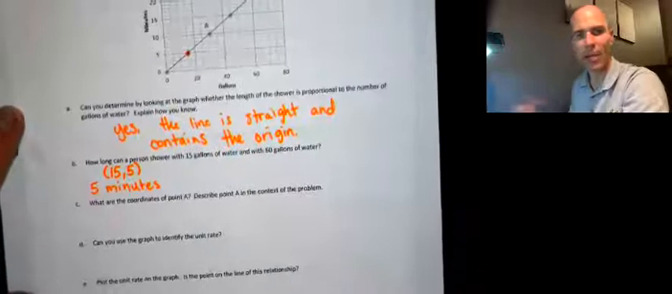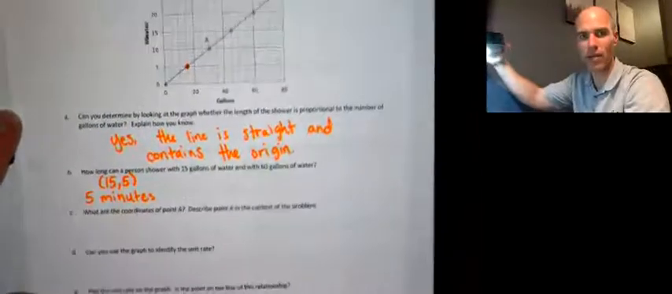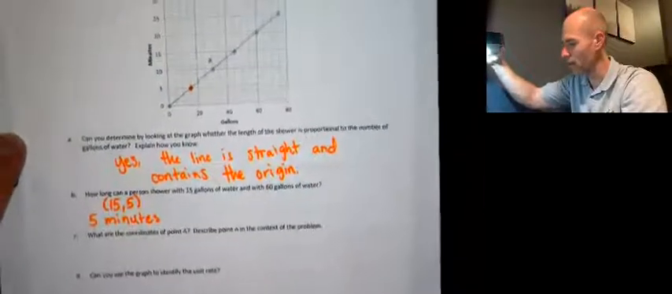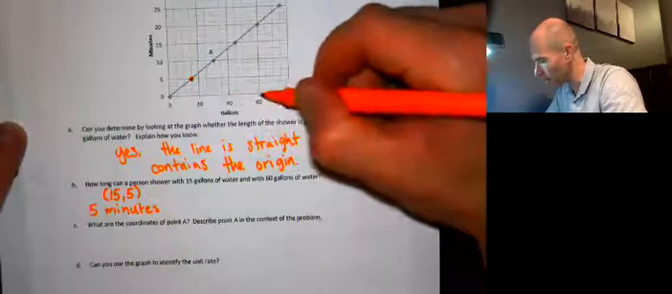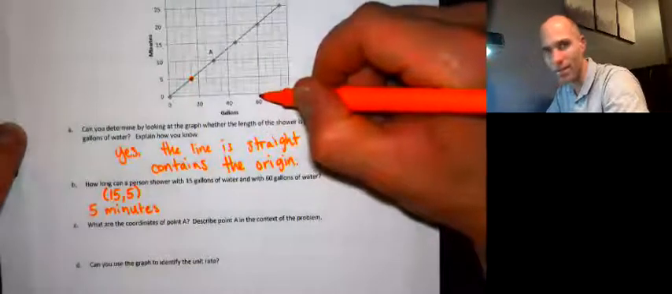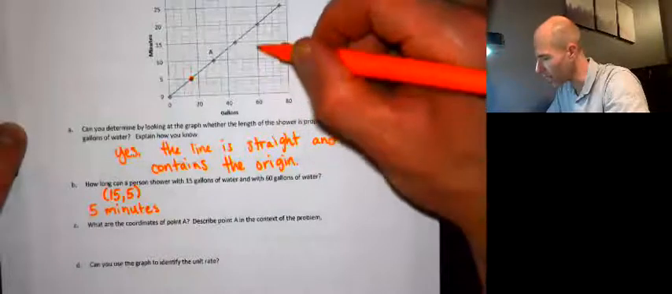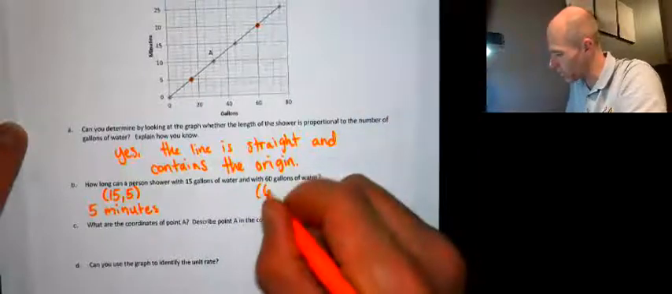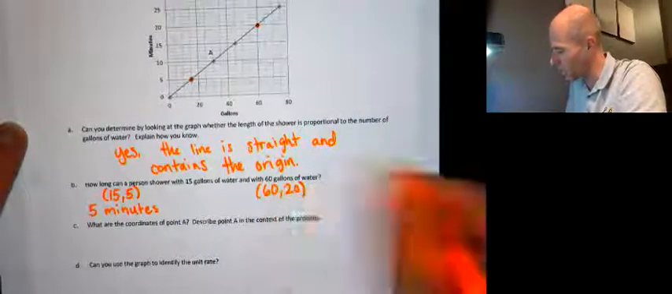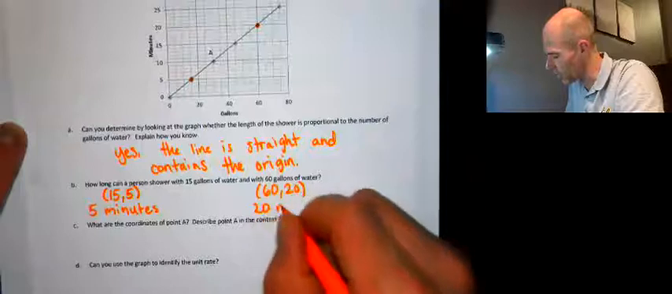And then the other one is 60 gallons. Let's see here. That's 4 times as many gallons, right? So I think the answer is going to be 20. Let's see. I'm going to go to 60 on the gallons axis, go up and find the line. Here's my point. It does indeed look like it's right at 20. So we got the point 60, 20, and we'll say a 20-minute shower.